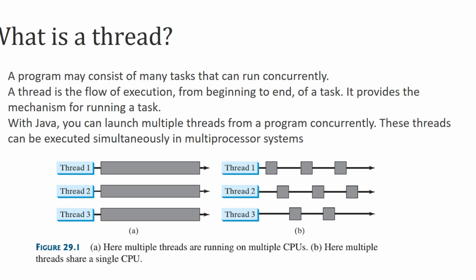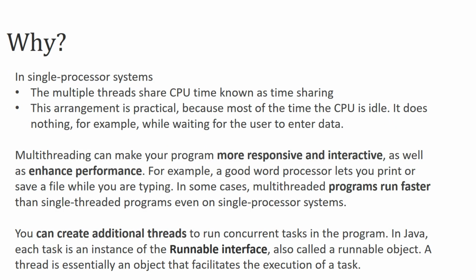With Java, you can launch multiple threads from a program concurrently. These threads can be executed simultaneously in a multiprocessor system. If you look at this example here, if you have many threads, they can run simultaneously in the left case, case 8A, where you can see a multi-threaded system with multiple CPUs. If you have one CPU, of course, then the threads will share the time from the single CPU or the single core.